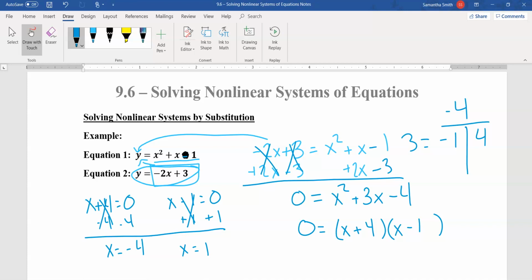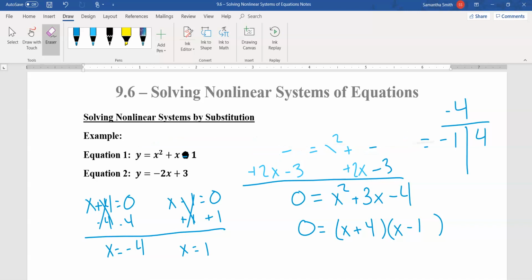I'm going to erase all of that work on the right-hand side. If you need to pause to make sure you have it all, then do so. But I'm going to erase all of this and all of this.